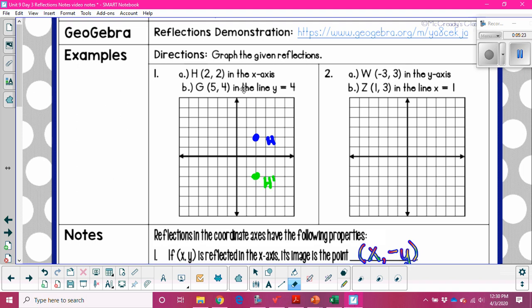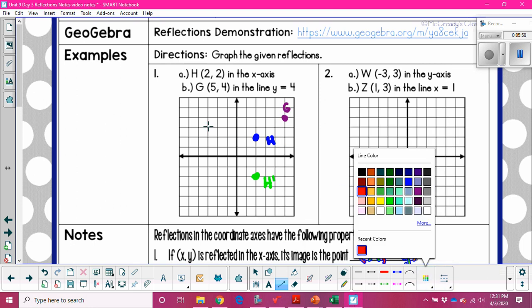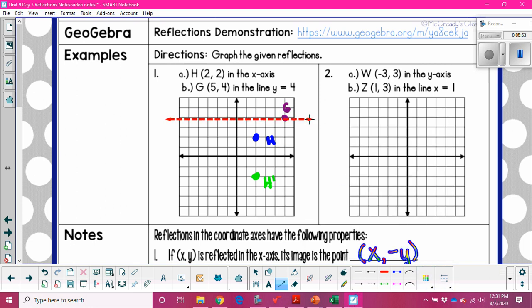Now looking at the other one we were given. We're given G, which has coordinates (5, 4). Let's graph that one. So 5, 1, 2, 3, 4. Here's point G. Our line of reflection is the line y equals 4. Let me draw it for us real quick. Let's draw a dashed line, make it red. I'm going to have to move it up some. This line goes through 4 on the y-axis.